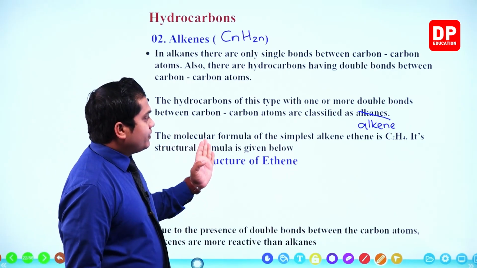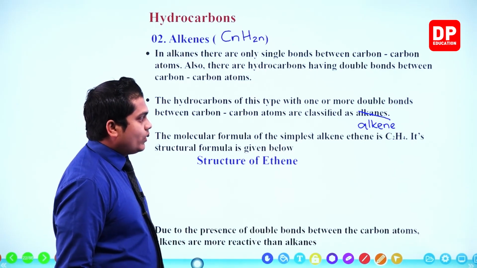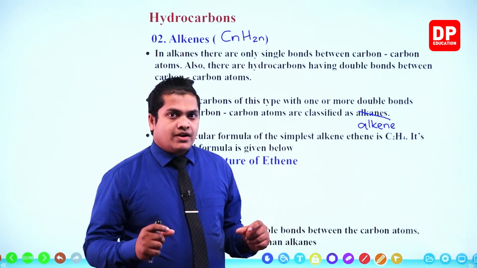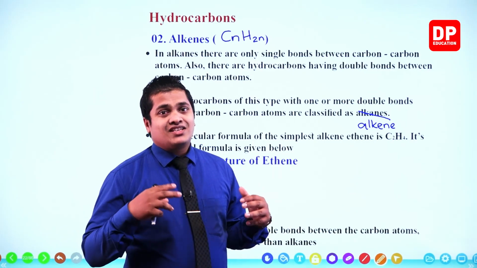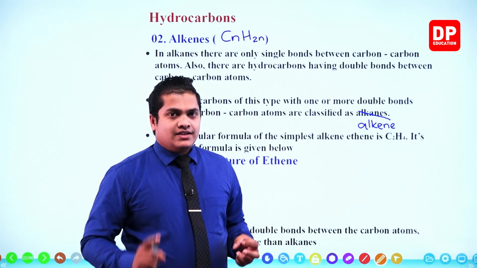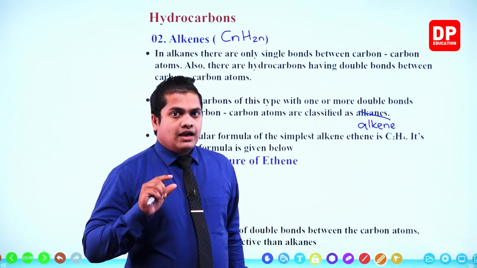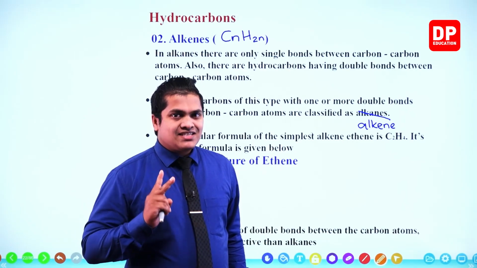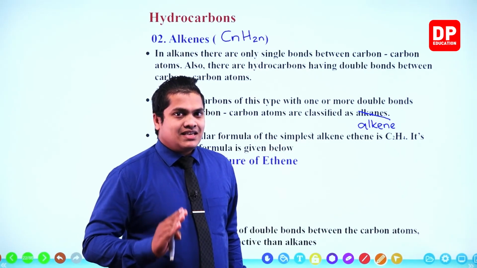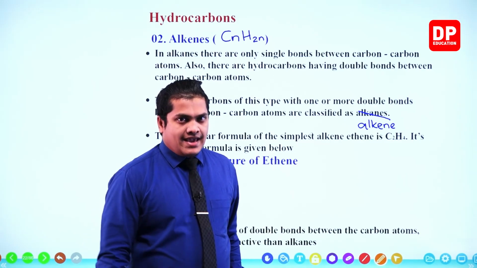The molecular formula of the simplest alkene, ethene, is C2H4. To create a double bond between carbon-carbon atoms, there should be at least 2 carbon atoms. So there are no alkenes that contain only 1 carbon atom. Therefore the simplest alkene is C2H4, which is called ethene.